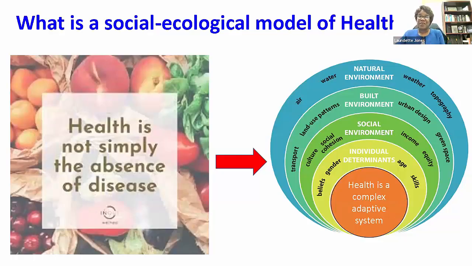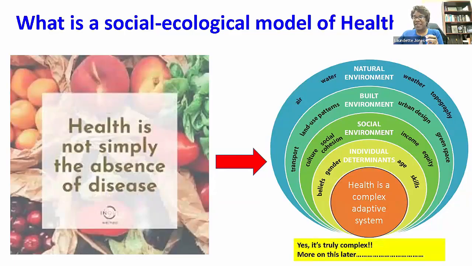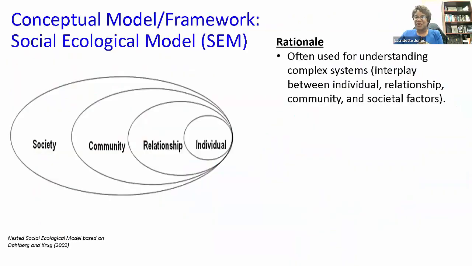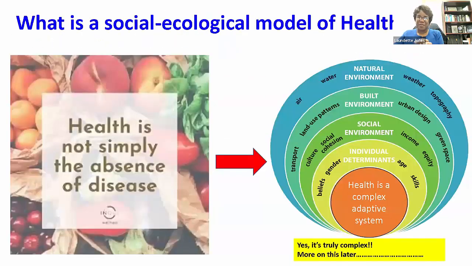And then, of course, about our natural environment, where that's layered in the weather, the water, and the air quality. And so when we think of the social ecological model of health, particularly, it is complex. And we'll talk more on this later, but we're going to focus mainly on this top portion here, which is the natural and the built environment and how that can be impacted by the various layers.